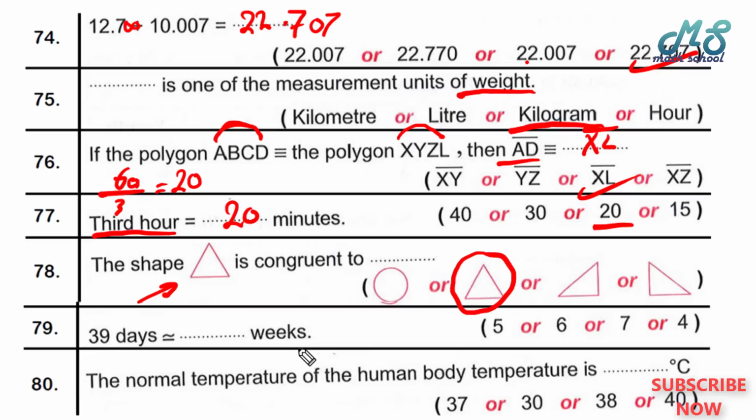39 days equals how many weeks? We want to do approximating to the nearest unit. You will notice something: the closest number to 39 that is divisible by 7 is 35. 35 divided by 7 equals 5. How much is left? 4. So 4 over 7, this fraction is greater than 1/2. Very easy. So 39 days approximates to the nearest what? 6 weeks.